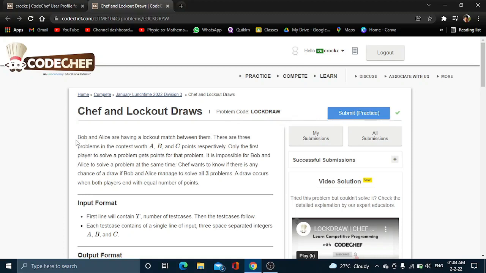So the question goes in this way: Bob and Alice are having a lockout match between them, which means some sort of match they're having. There is competition between Bob and Alice, and there are three problems in the contest worth A, B, and C points respectively, which means in a competition there are three questions, and the value of the first question is A, second question is B, and third question is C. And it says only the first player to solve a problem gets the point for that problem, which means the player who solves the question first, as early as possible, gets the points.